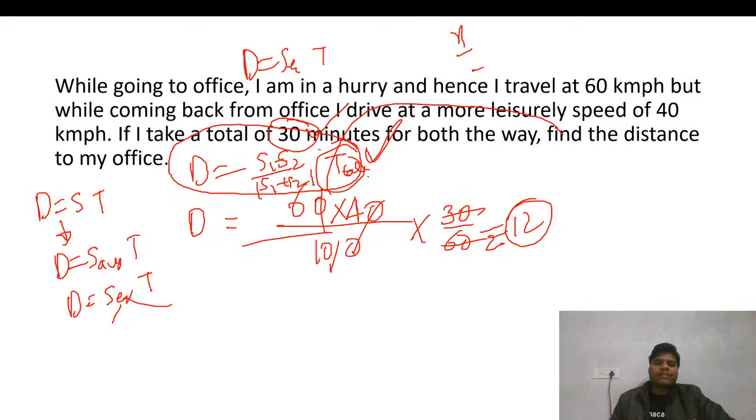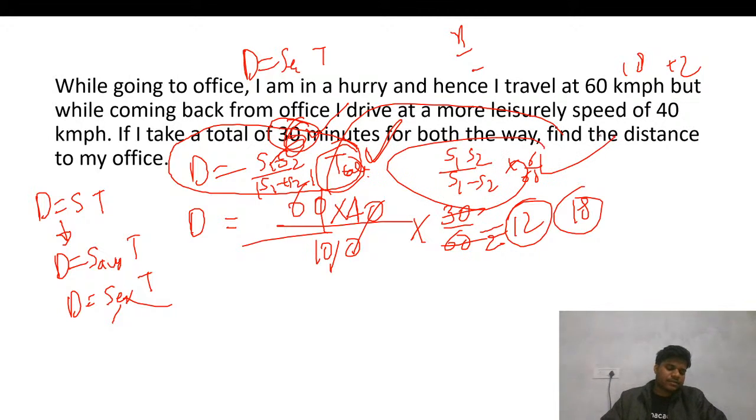Suppose a difference was given, suppose the difference in the time is 6, then I will use the difference equation: s1 times s2, over s1 minus s2, times 6 by 60. Is this fine? Depending on what values are given: if total is given, we use s1 plus s2 with total time. If difference is given, we use s1 minus s2 with the difference. Fine. So let's come to the next one.